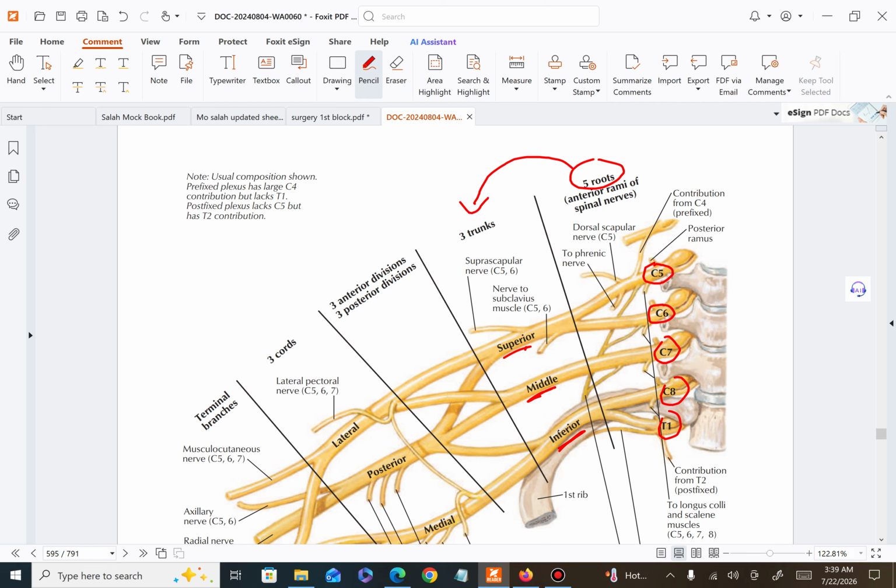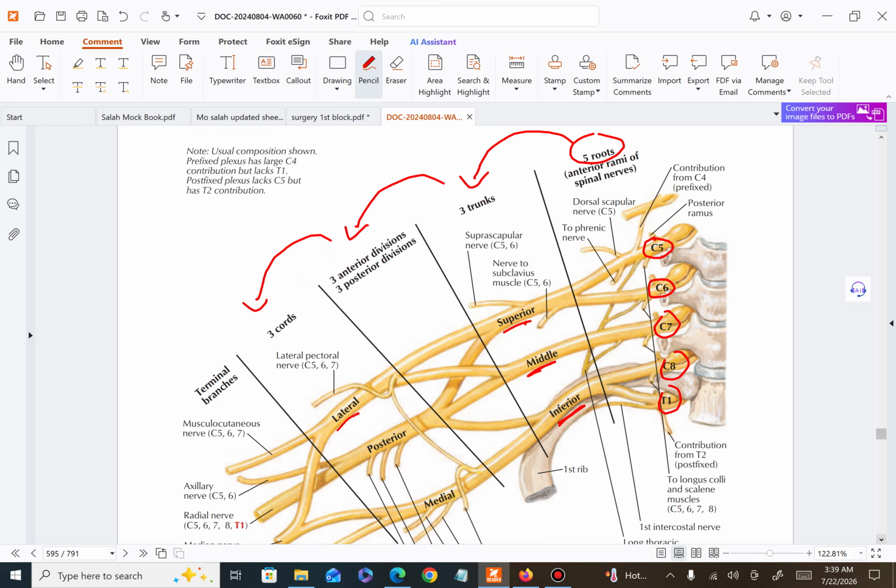Each trunk has two divisions: anterior division and posterior division. These divisions merge to form the three cords, which are the lateral cord, posterior cord, and the medial cord. Then the cords give terminal branches. So the brachial plexus has four stages.